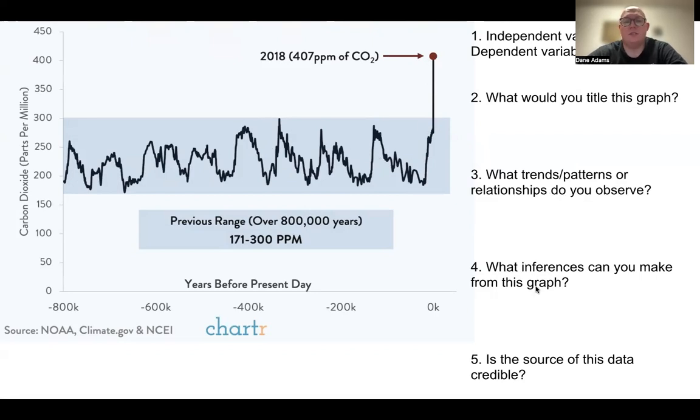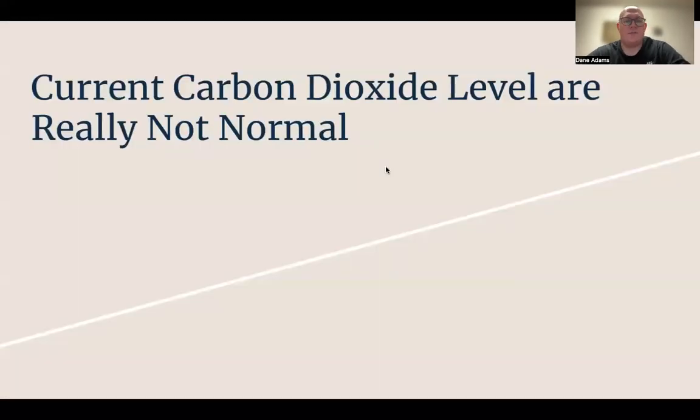Number 4, inferences, same thing. It seems like carbon dioxide levels over time have been pretty constant with some fluctuations, except for recent history. Recent history seems to be breaking the trend. The source of data is the National Oceanic and Atmospheric Administration, and climate.gov, and those are very reputable sources for this kind of data. Here's the actual title of the graph.